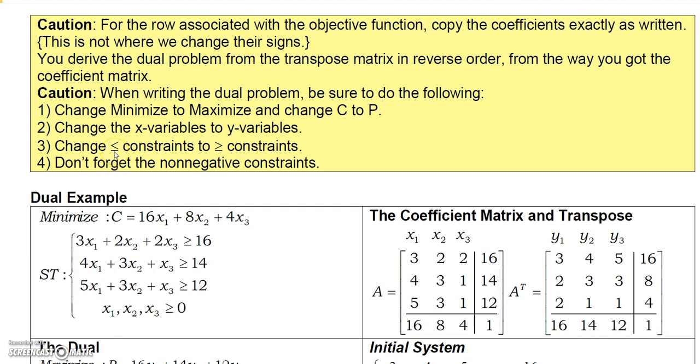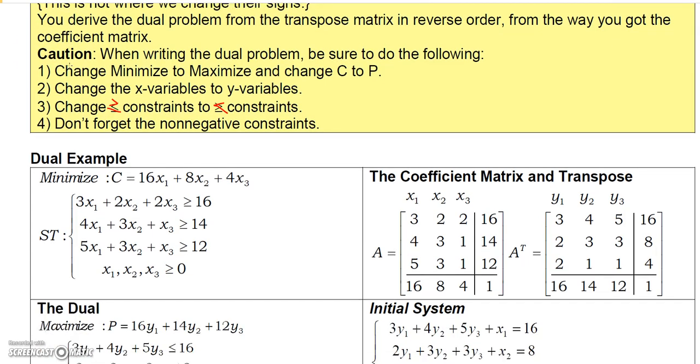And also change the greater than constraints to less than constraints. That's backwards. That should say change the greater than constraints to less than constraints. So I got that backwards. But anyway, change the constraints, and then don't forget your non-negative constraints.